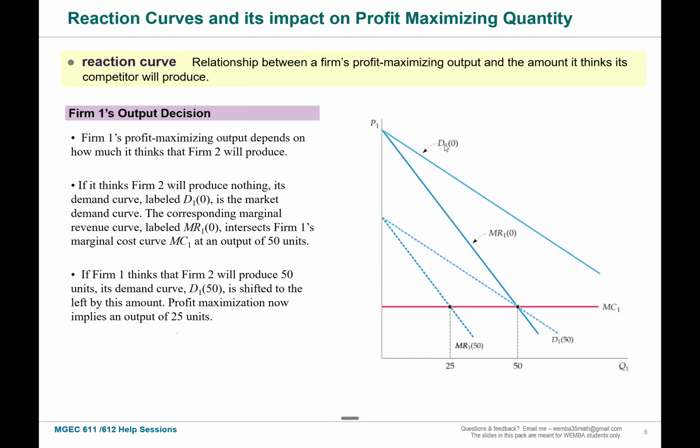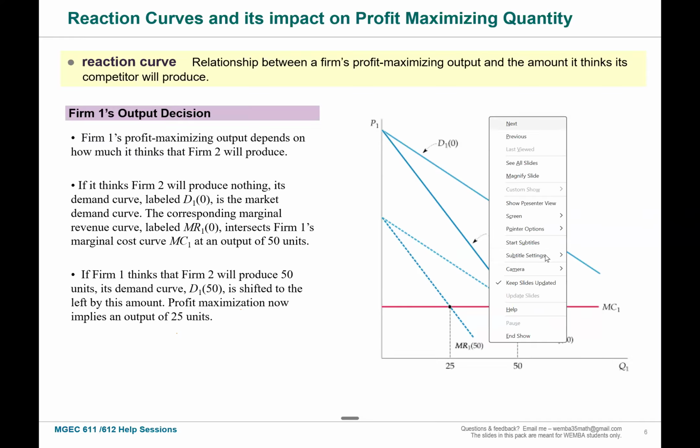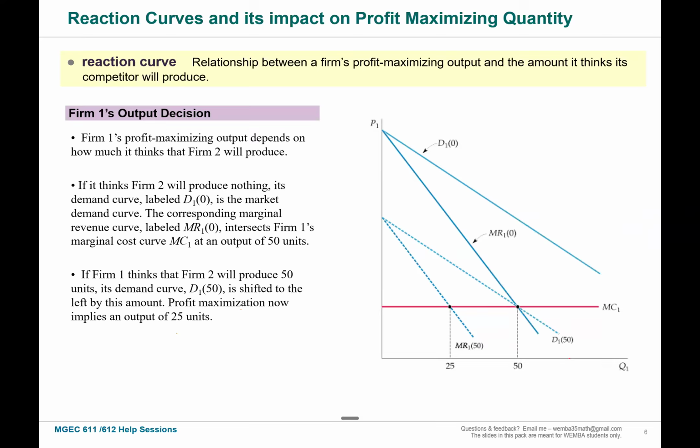If you have one firm, how do we decide how much to produce? Well, you calculate MR. That's the monopoly problem. You find where MR equals MC1, and that gives you the quantity. So if firm 1 assumes that the second firm will produce nothing, the quantity that firm 1 will produce is 50 units. Everybody understand this point? How the 50 comes? 50 comes because firm 1 is assuming firm 2 is producing nothing.